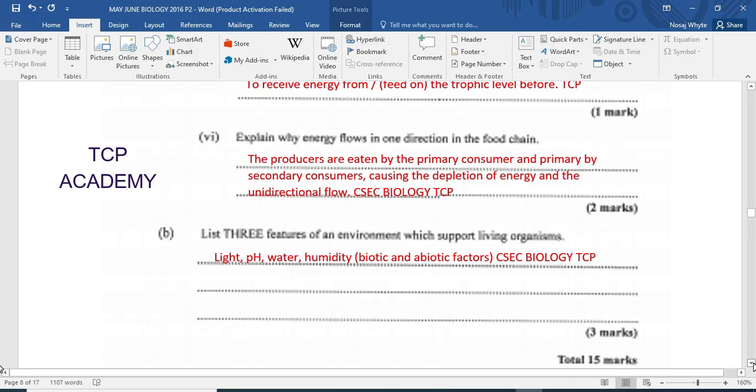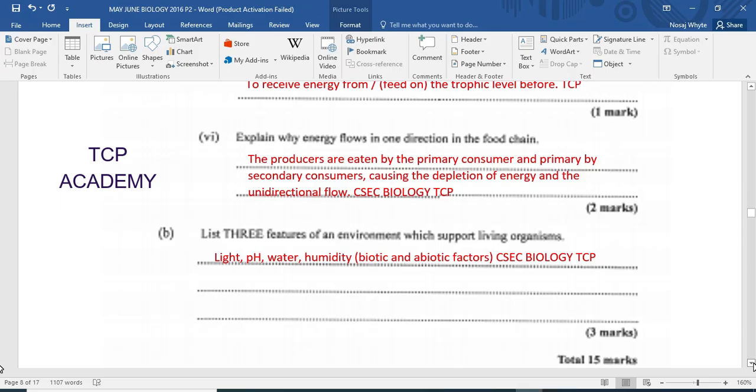Now, list 3 features of an environment which support living organisms. If we're going to be looking at 3 features of an environment, here we are called upon to pull our knowledge on biotic and abiotic components of the environment. Now, the biotic component speaks to the living component of the environment, but the abiotic speaks to the physical factors of the environment.